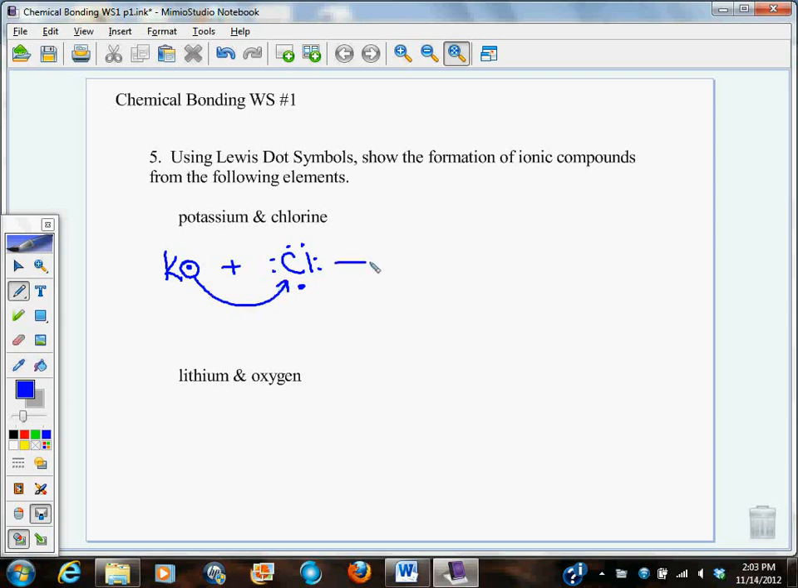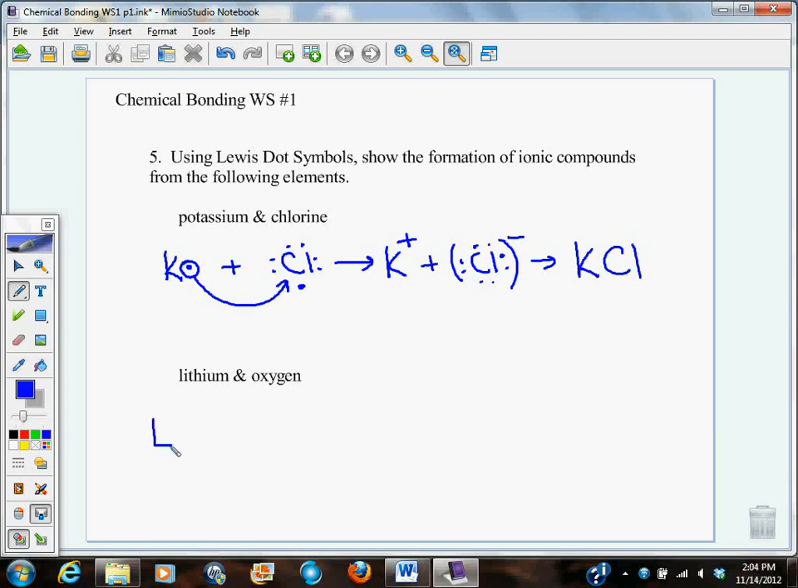Remember, these are transferred, leaving us with the potassium ion. It's a cation, plus we have chlorine, which now has the complete 8 for the octet, and it is an anion, and this will give us potassium chloride. Now for the next one, lithium and oxygen.